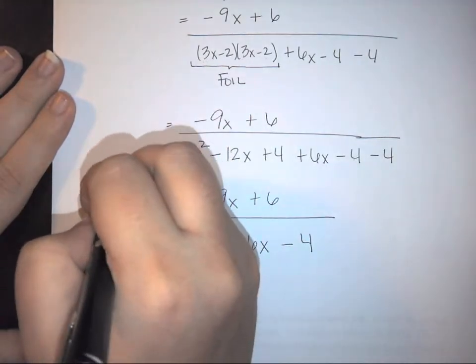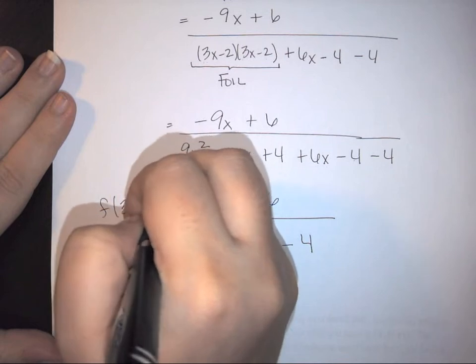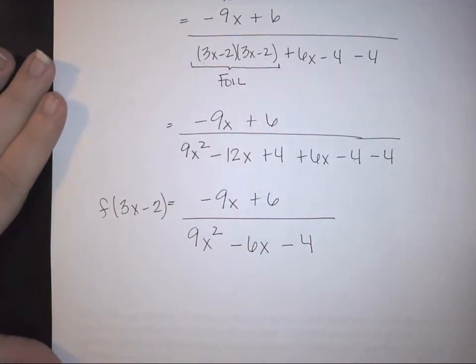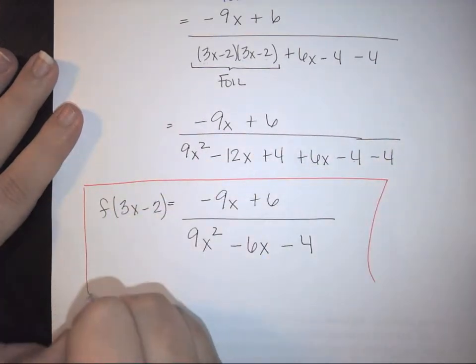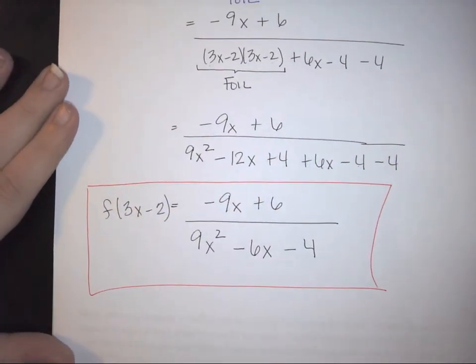So f of 3x minus 2 is equal to the following. And this was the answer we were looking for.